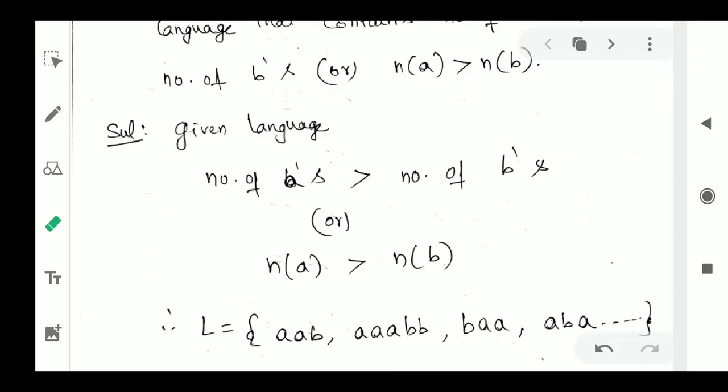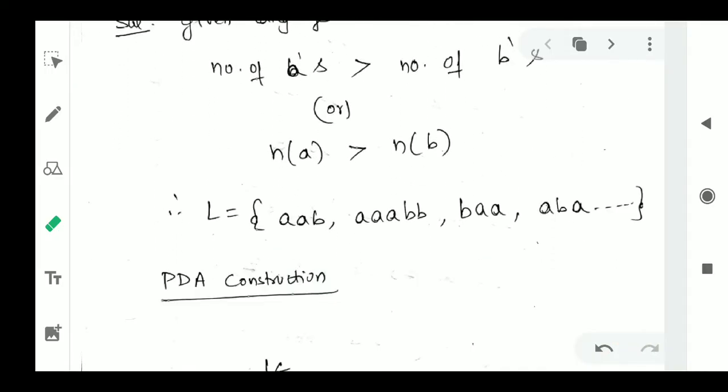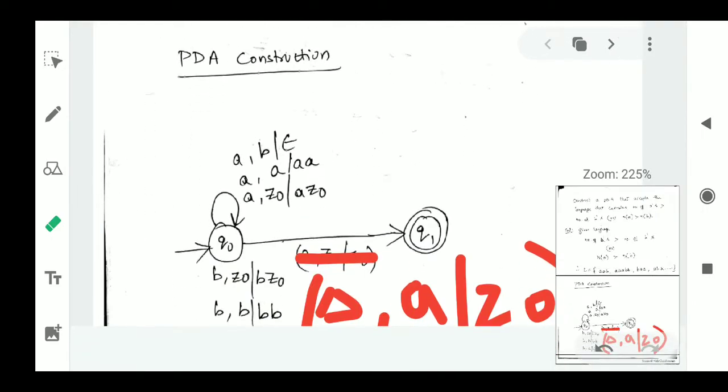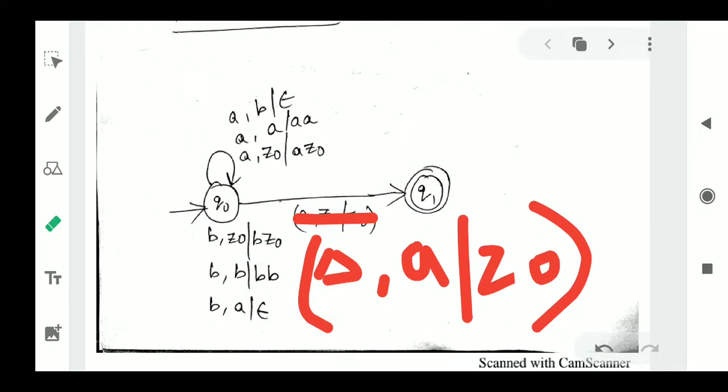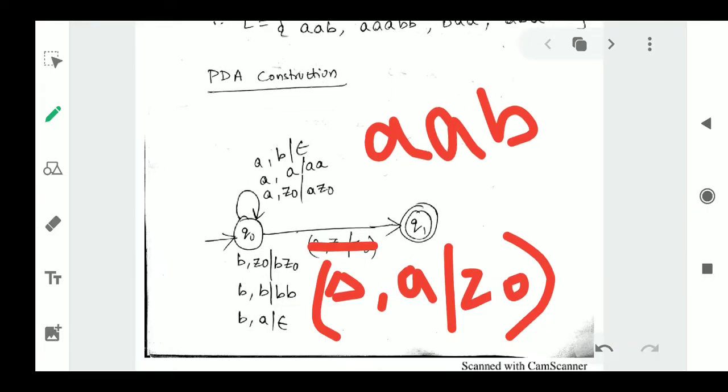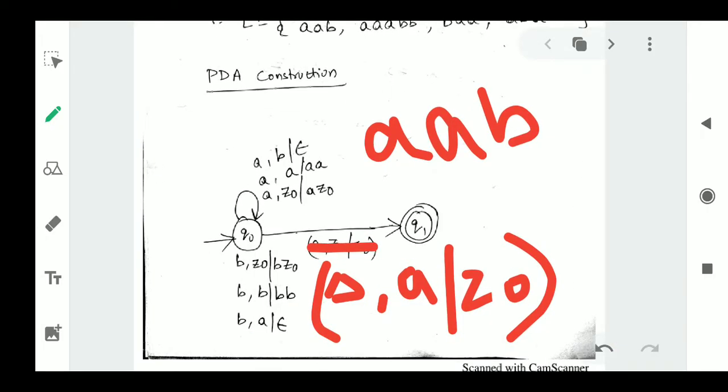And the thing is that we are going to construct a PDA for the given language. Let us consider one string which we have taken here, the string AAB, and verify whether the pushdown automata accepts this particular string or not.